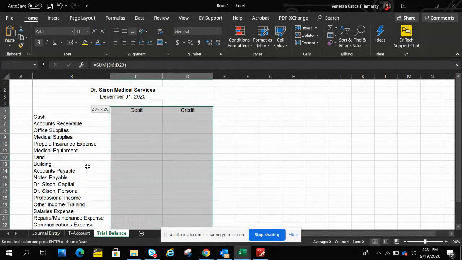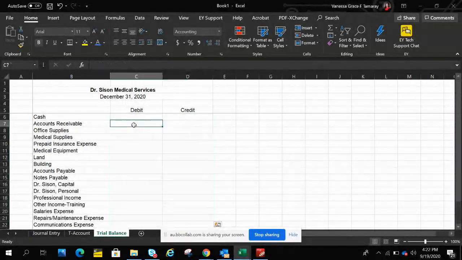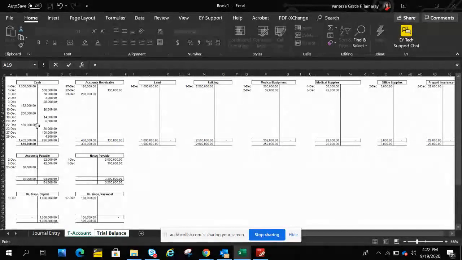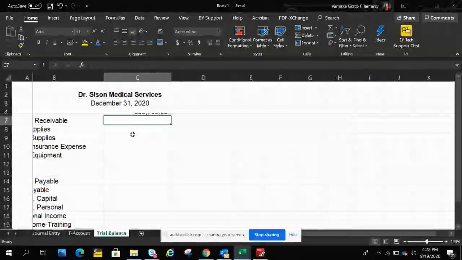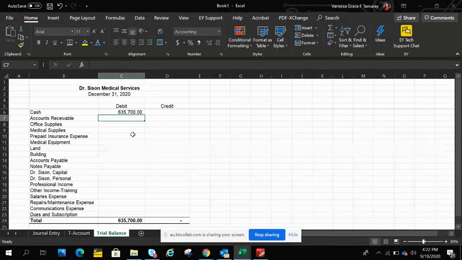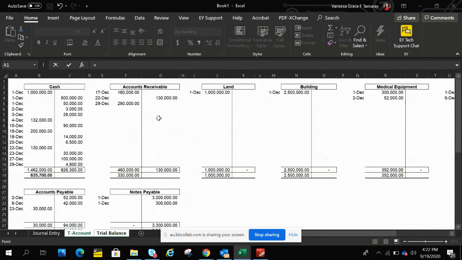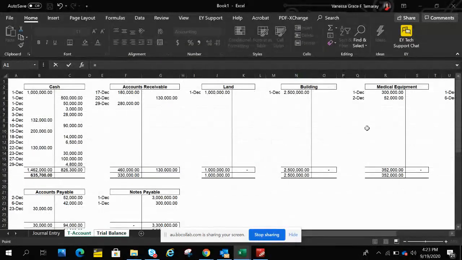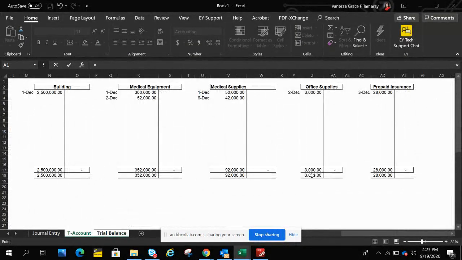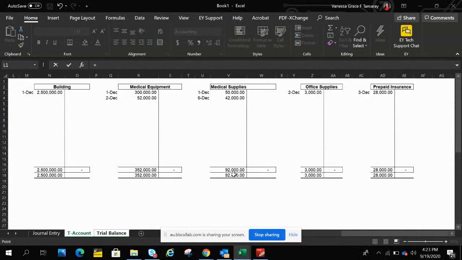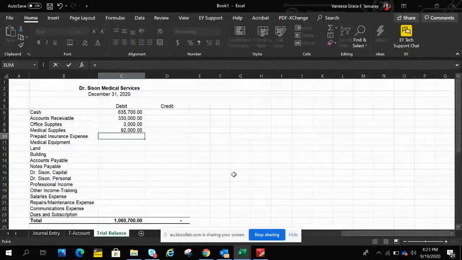Okay, now we're ready to plot our balances. Magkano yung cash ulit natin? Meron daw tayong debit kanina, di ba? Cash, 635,700. Then, accounts receivable, ending balance, 330,000. Then, office supplies, 3,000. And then, medical supplies, debit sila lahat, no? Napansin niyo ba? Kasi normal balance natin ay debit.